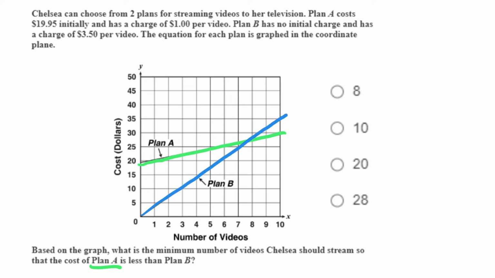And again, based on the graph, what is the minimum number of videos Chelsea should stream so that plan A is less than plan B? Well, we can see that it doesn't get less than plan B until between 7 and 8. Well, 7 is not quite big enough. 8 is too big, but that's okay because it says should stream so that the cost is less. It's not less at 7, but it is less at 8, so that's our correct answer.